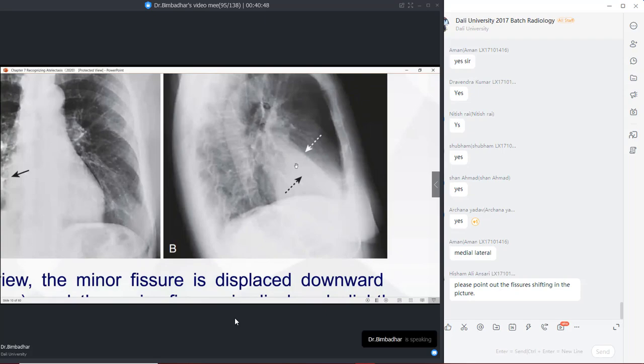Is that clear now? Benedict, did you understand now? What is being displaced upwards now? It is the major fissure that is being displaced upwards. It is the minor fissure that is displaced downwards.